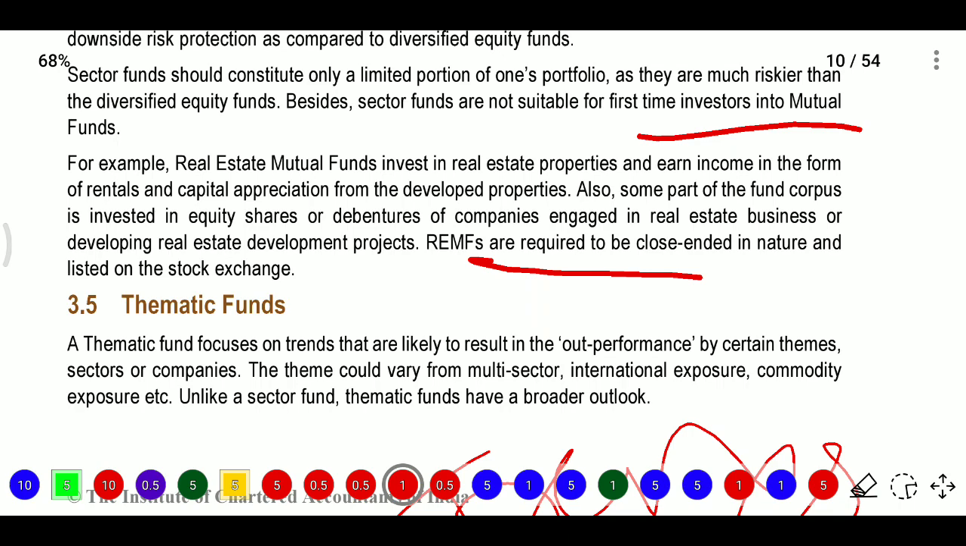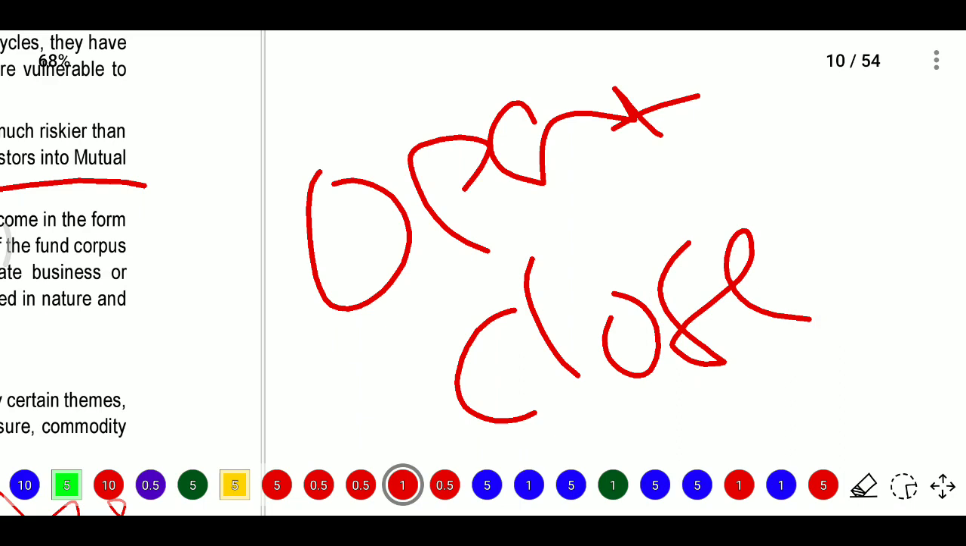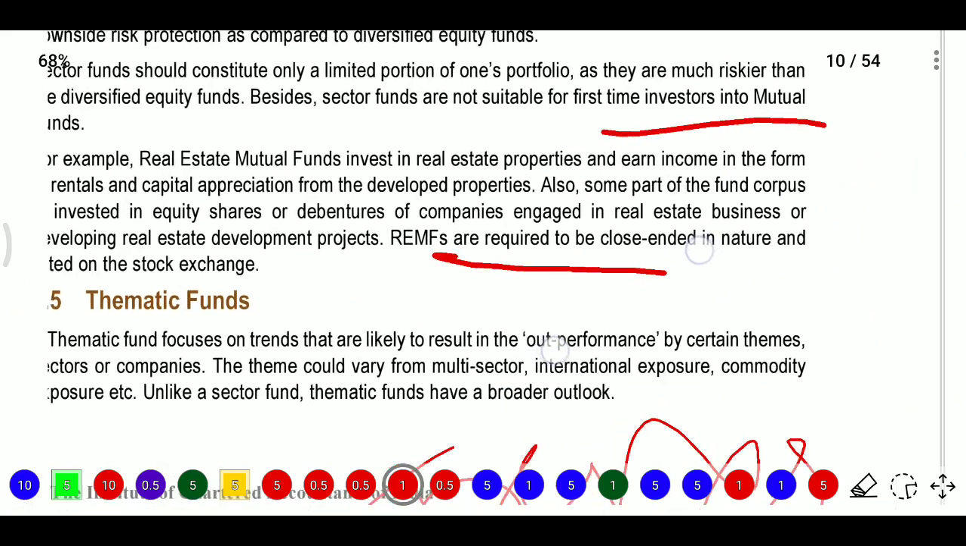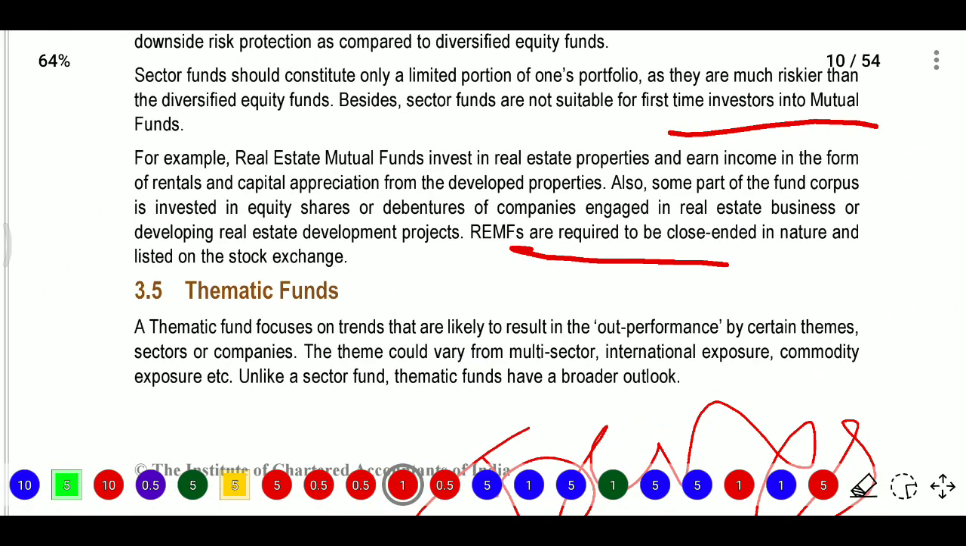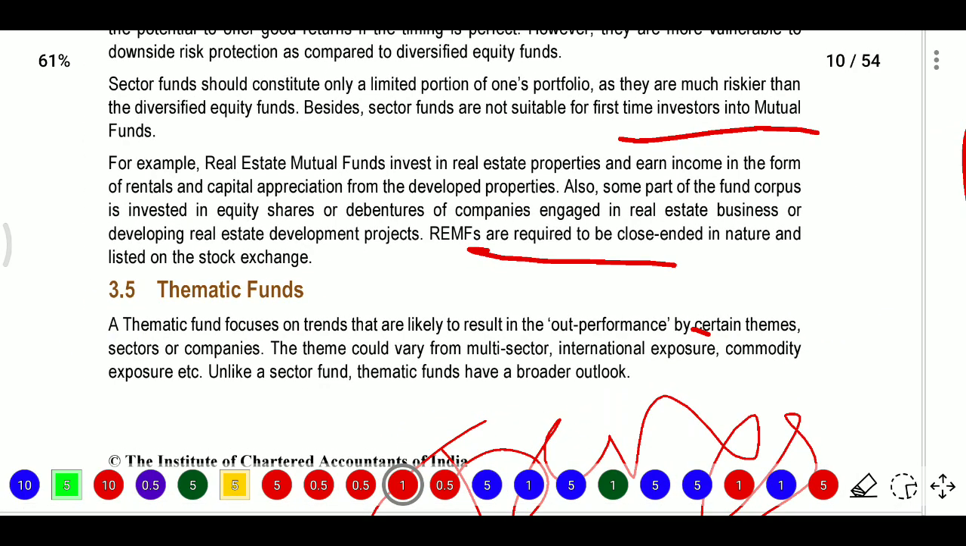What is this close-ended or open-ended? Open-ended means you can enter at any time and exit at any time. Whereas close-ended means they give a certain time period, so up to that time you need to stay in that fund. Otherwise they will not provide the amounts. Generally, mutual funds are open-ended, and private equity funds are close-ended.